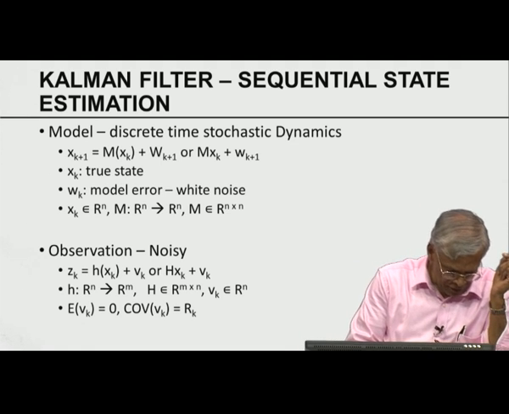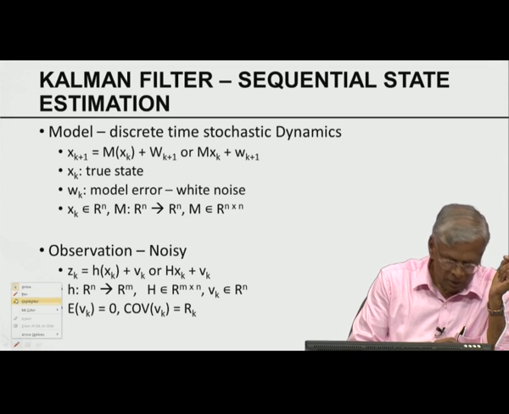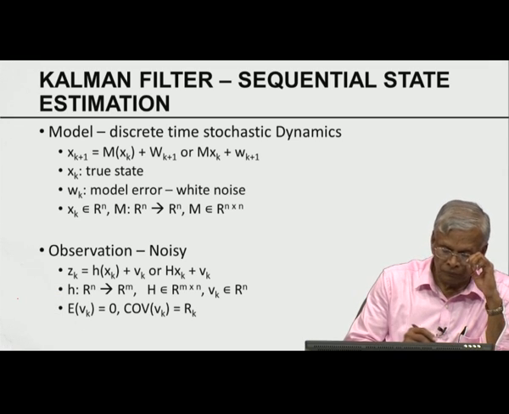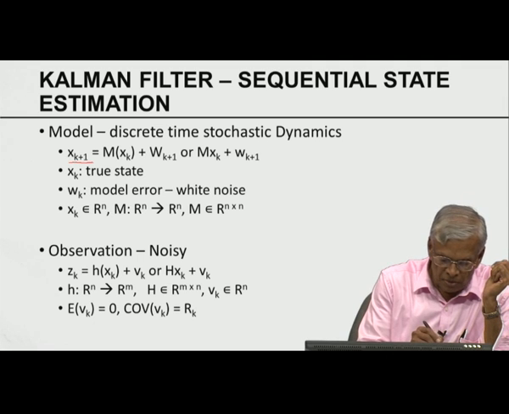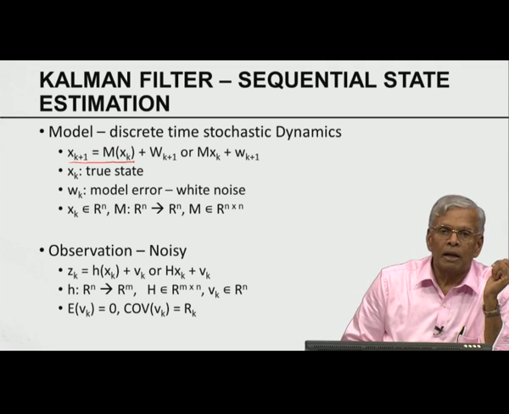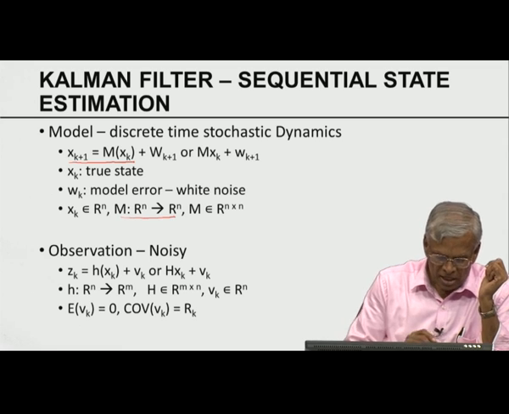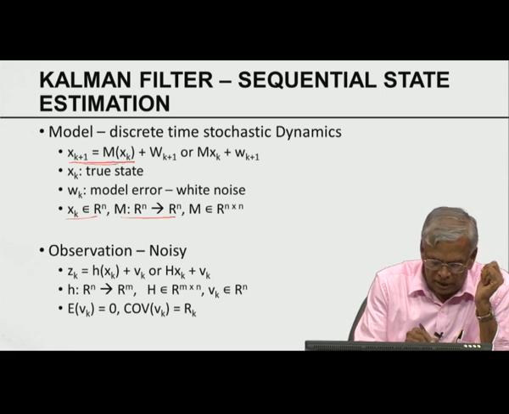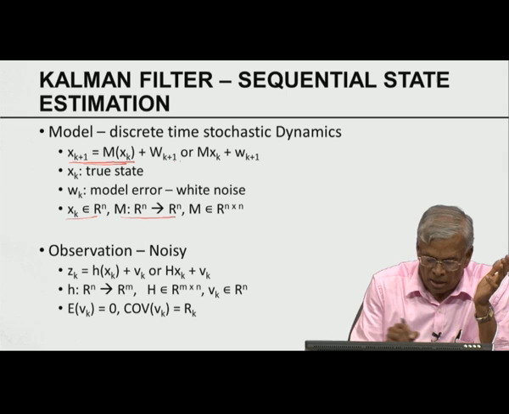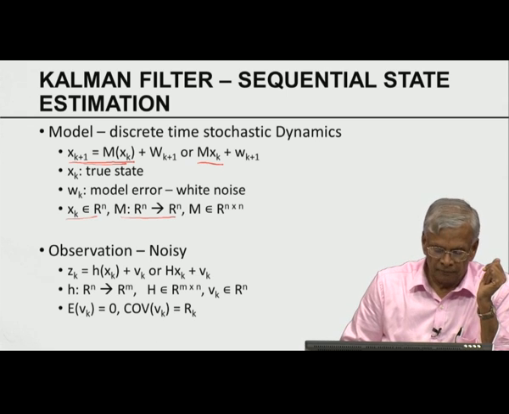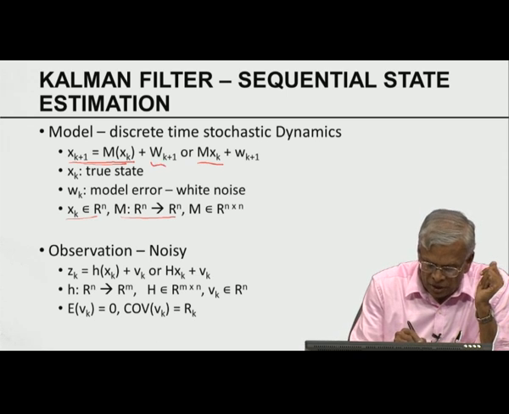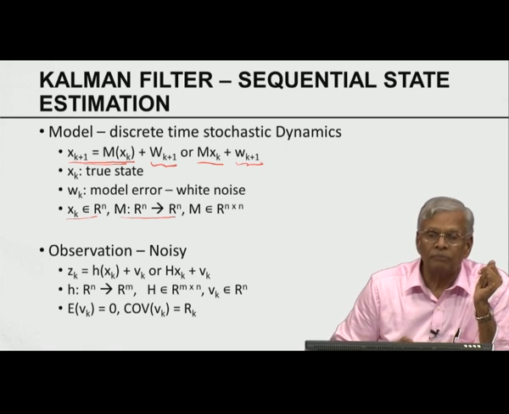So the model is a discrete time stochastic or random model. This is the general description of the nonlinear discrete time model we have already seen. M is the model map, M is from Rn to Rn, and xk is the state. This is an example of a nonlinear map. This is an example of a linear system. The addition of noise is new here, Wk plus 1.